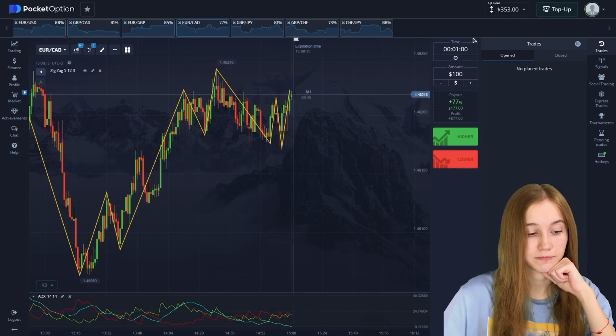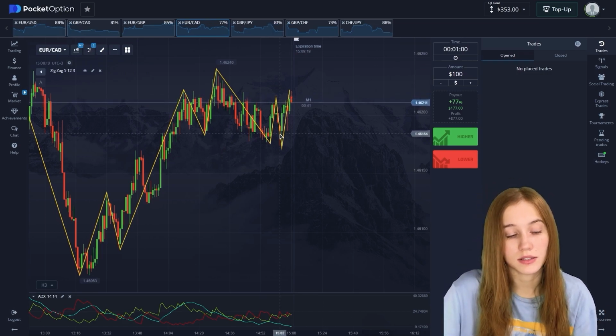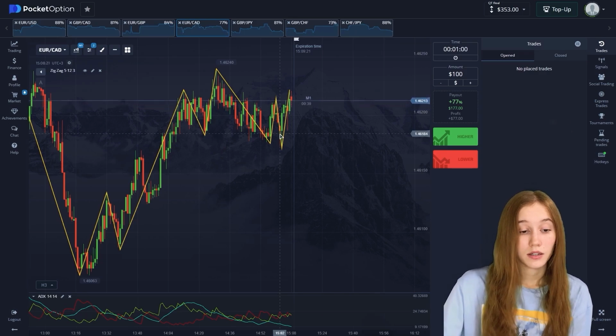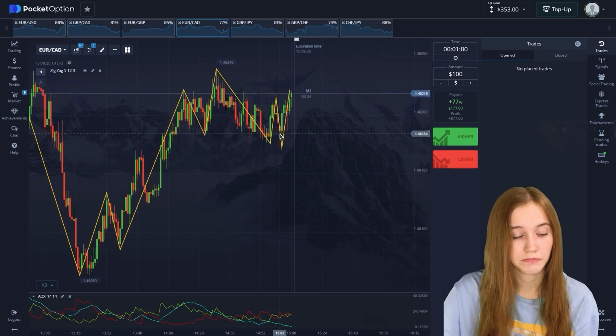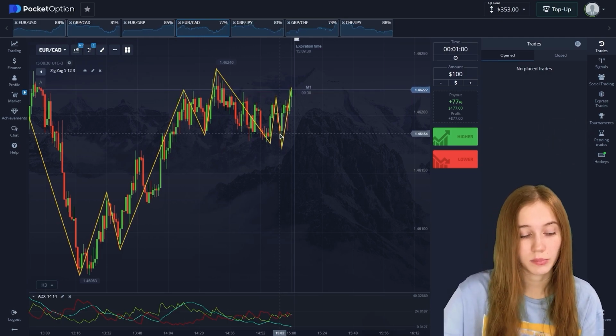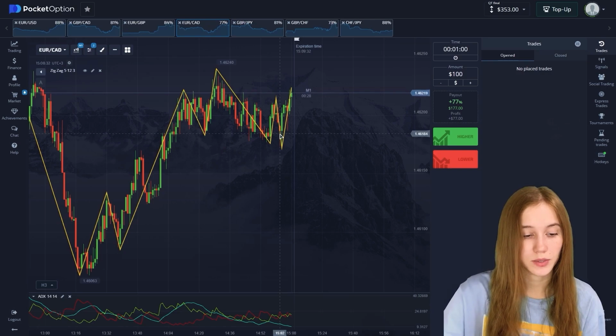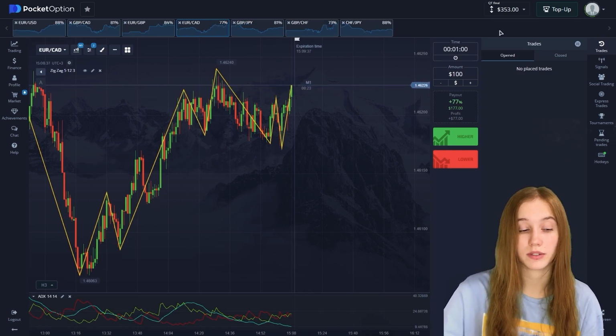We see the balance was $353 and remains the same. So it happens. Not bad. And let's summarize with the fourth currency pair. We started with $100 and now the balance has tripled.